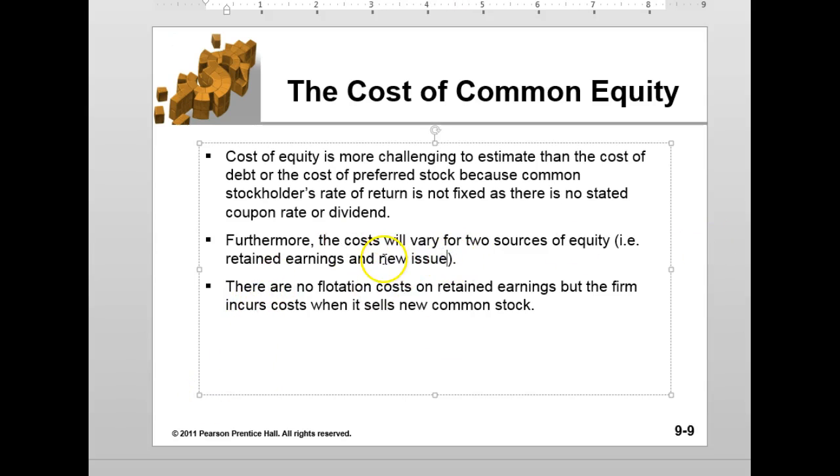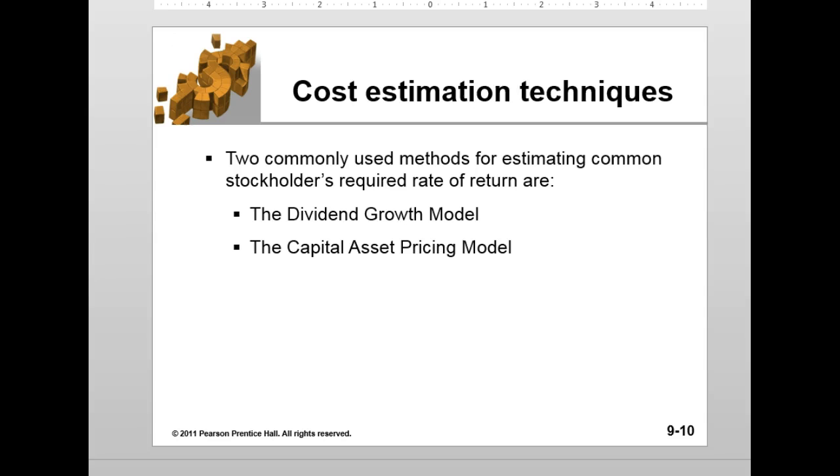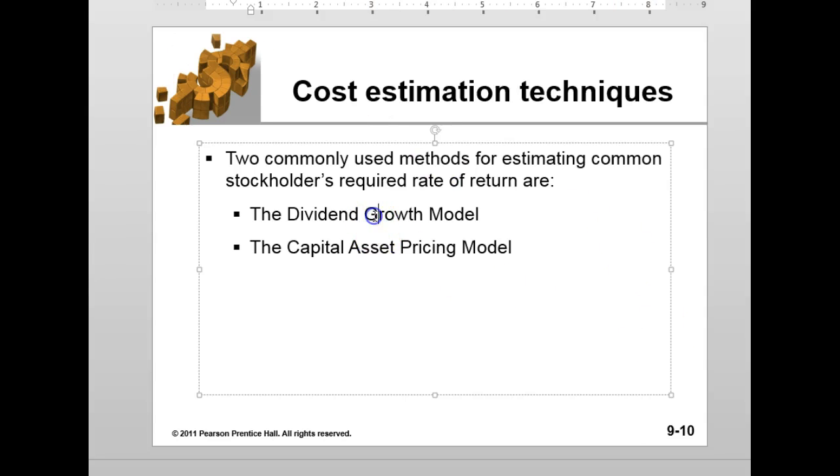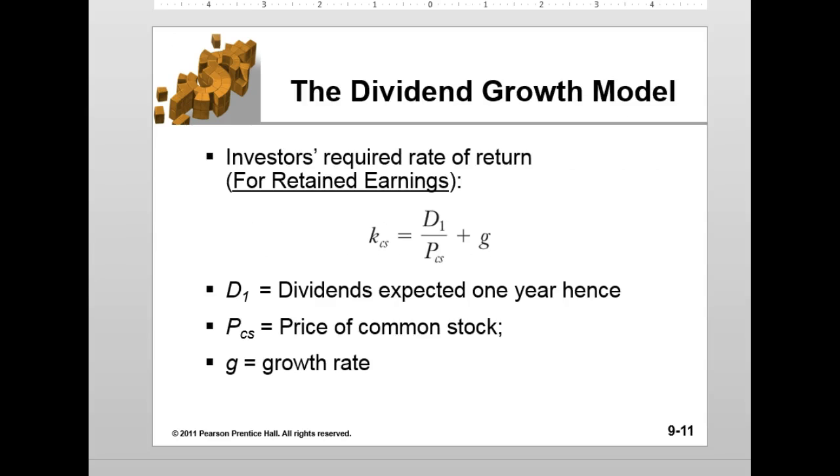So there's no flotation cost on the retained earnings, but the firm usually gets costs. There are costs associated with that common stock when we put it out. Remember, we have to hire a brokerage firm. We have to do all types of things. So there's a cost on that common stock that goes out, the new. So there are two methods. One is called the dividend growth, and one's called the CAP-M, which we've already discussed. So let's look at both of them.